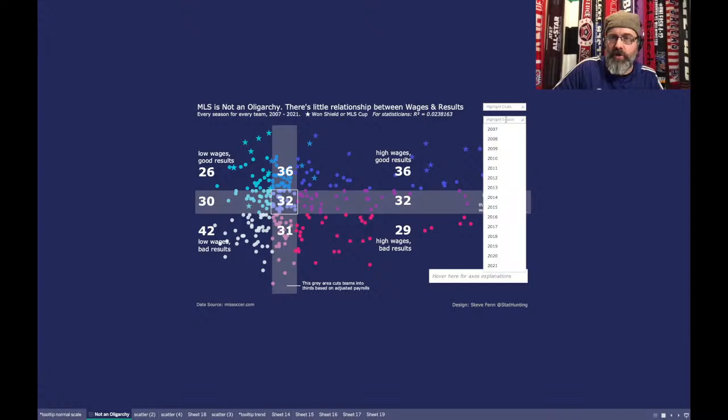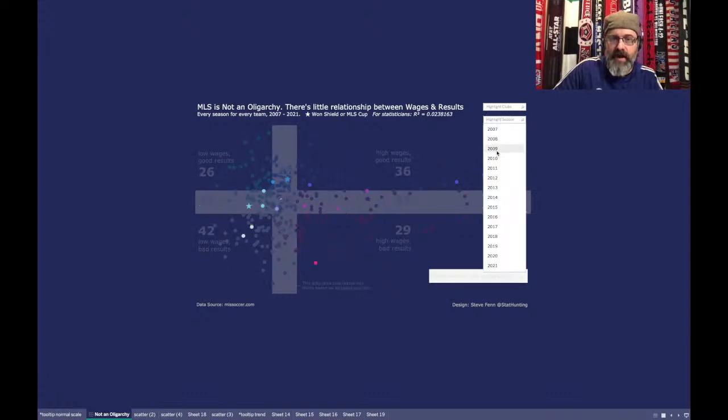There's also a feature where you can look at individual seasons and highlight those data points. Again, just about every season, you've got low spenders that do well, big spenders that fail, and somebody lands in all 9 of these segments just about every time.